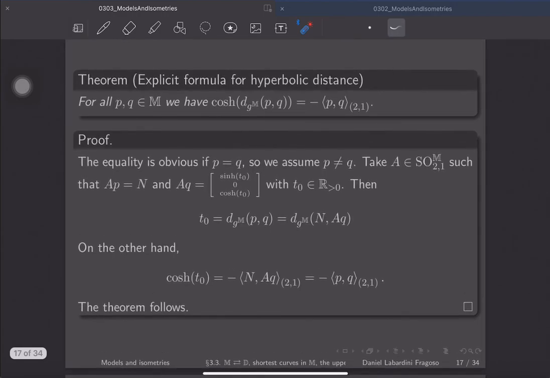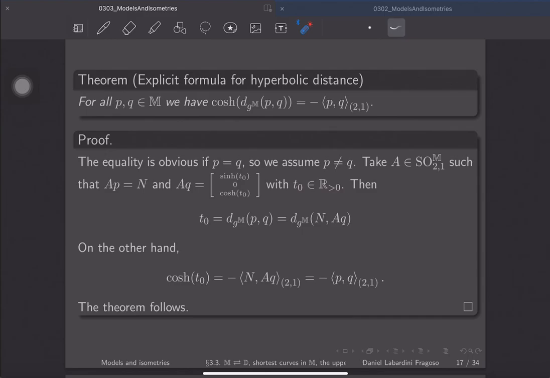Now, of course, if the two points are equal, this is obvious. So let's suppose they are different. Then, as I said, I can send one of them to the North Pole and the other one to the wall xz. How? First I move one of them to the North Pole and then I perform some rotation. And here it's on the correct side of the xz wall.